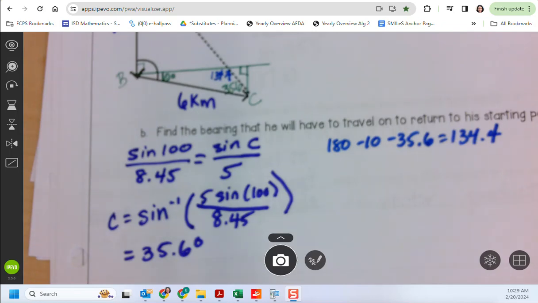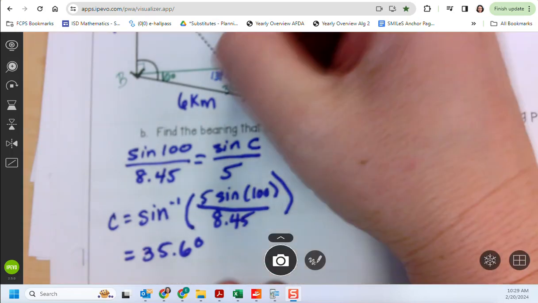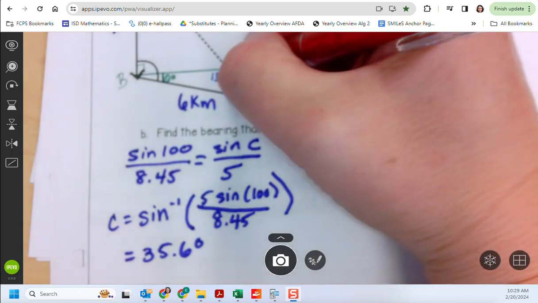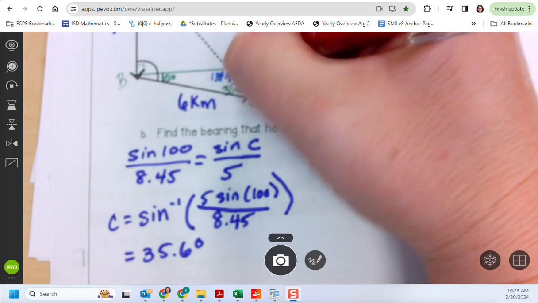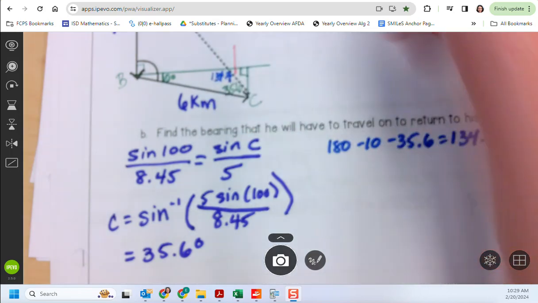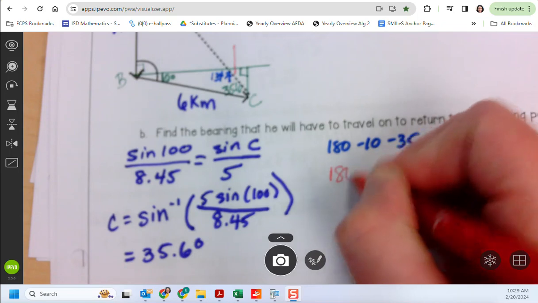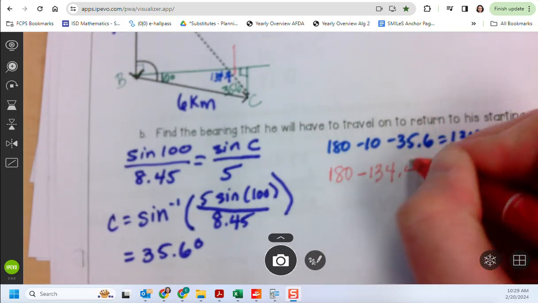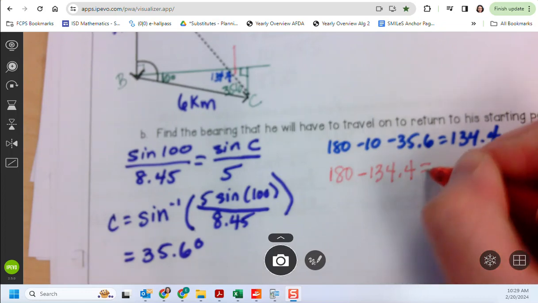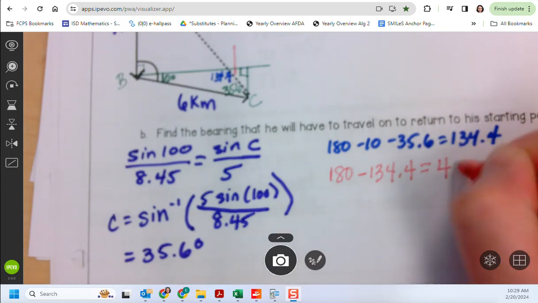So then I'm going to find this angle in here. So this is 134.4. This angle is a linear pair with 134.4. So it's 180 minus 134.4, which is 45.6.